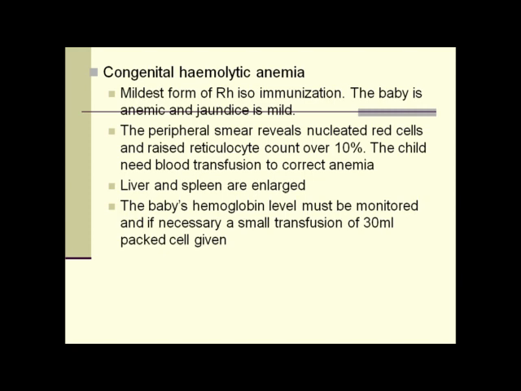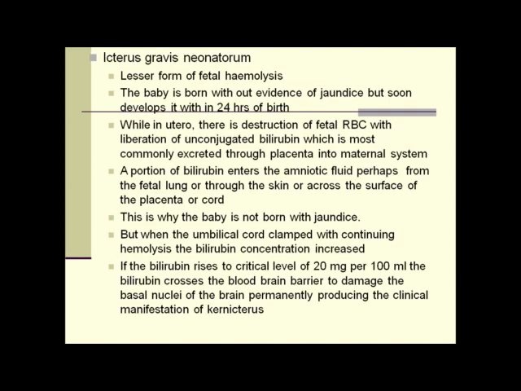Congenital hemolytic anemia is the mildest form of Rh immunization. The baby is anemic and jaundice is mild. Peripheral smear reveals nucleated red cells and a raised reticulocyte count over 10%. The child needs blood transfusion to correct anemia. Liver and spleen are enlarged. The baby's hemoglobin level must be monitored, and if necessary, a small transfusion of 30 ml of packed cells is given.